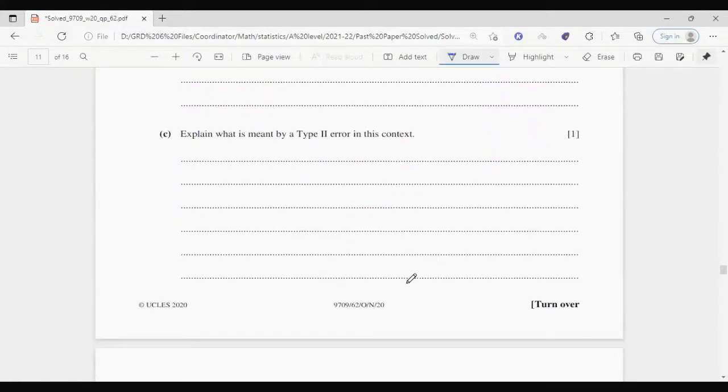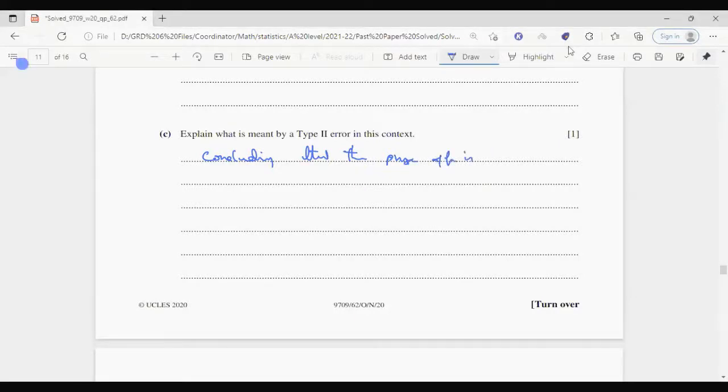Explain what is meant by type 2 error in this context. So again, you can write: concluding that the prize offer is 1 in 3 packets, while in reality it is less than that. Okay, so that's the conclusion.